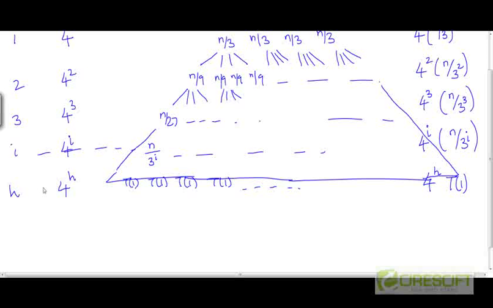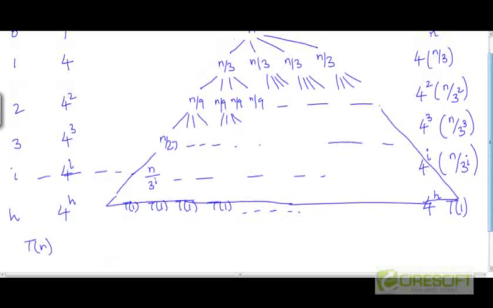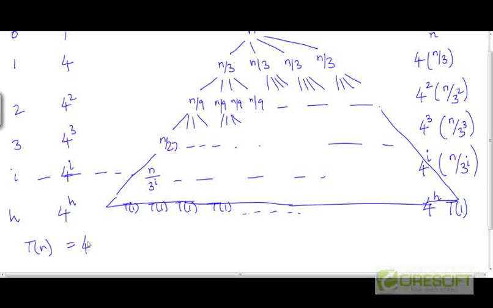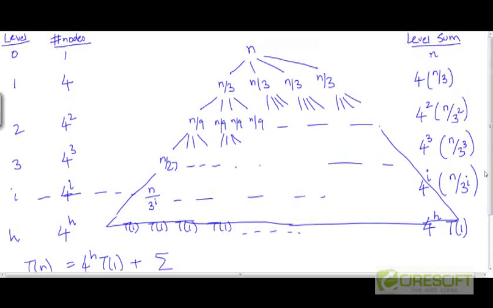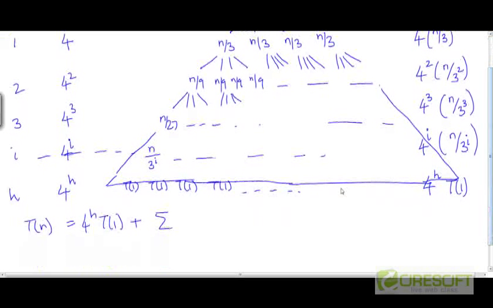So we can express T(n) as this last term, 4 to the power h times T(1), plus a summation, where in general the ith term of the summation is 4 to the power i times n by 3 to the power i. So n times (4 by 3) to the power i, and i varies from 0 to h minus 1. You can see that if i is equal to 0, the first term is going to be n.